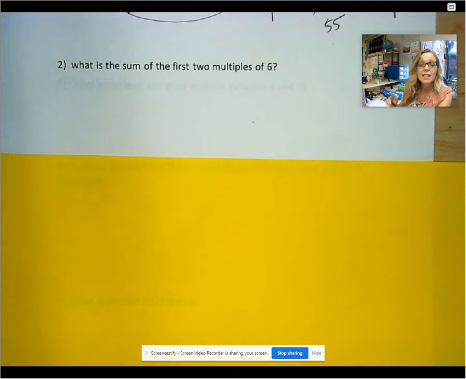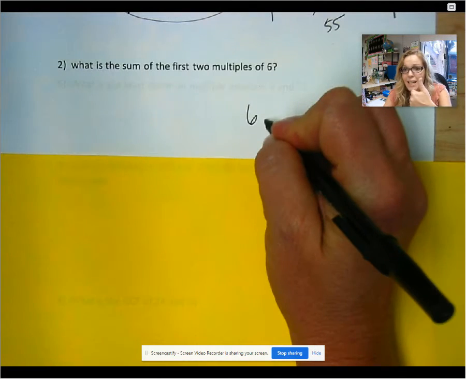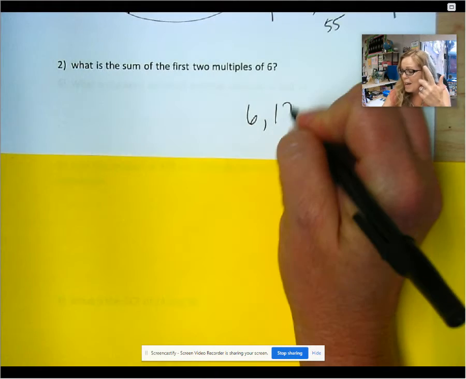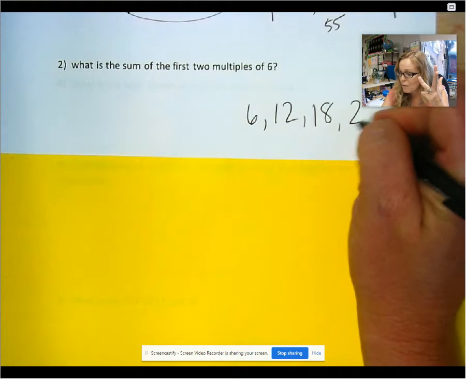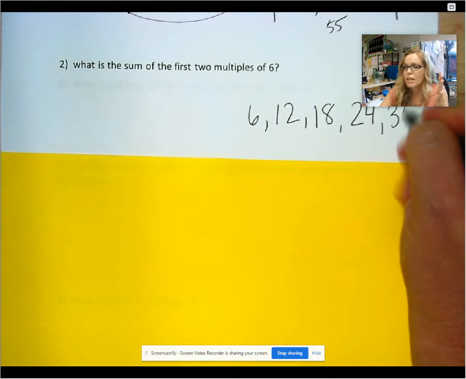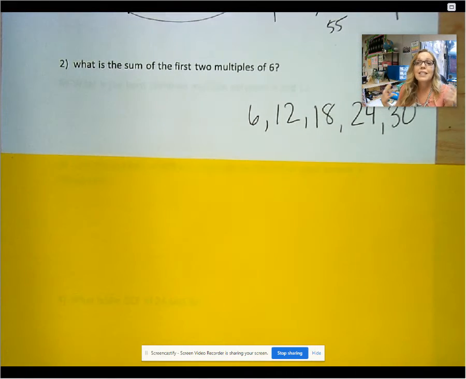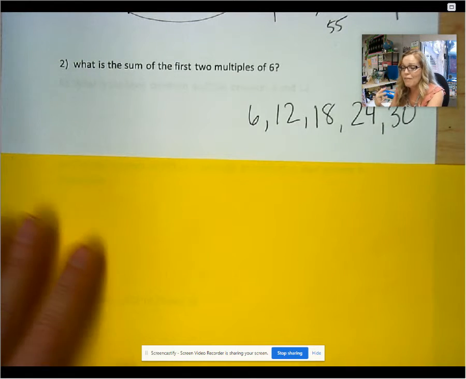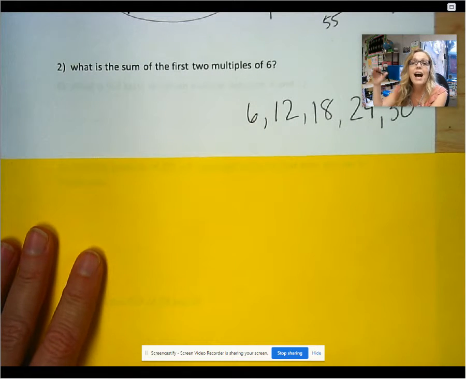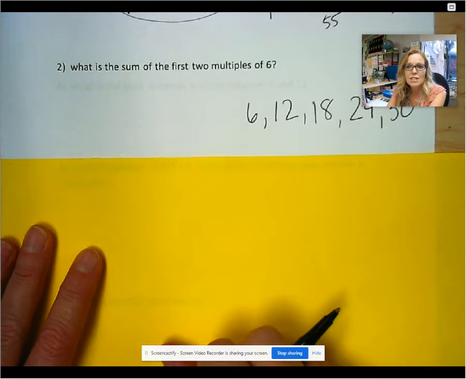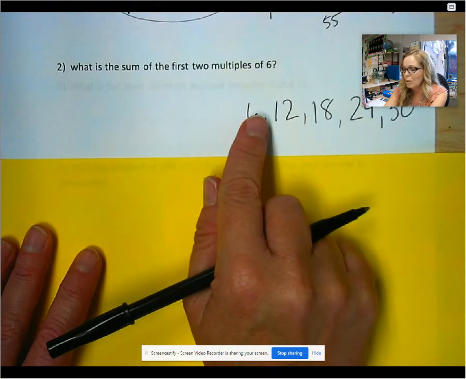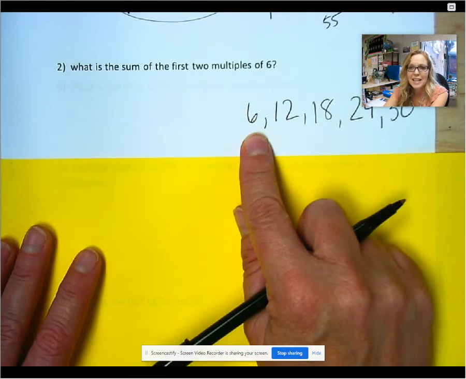In this case, it's asking us for multiples of 6. Therefore, I know I can count out my 6's. 6, 12, 18, 24, 30, 36. I could skip count all the way into the thousands, millions, and every time I added 6, I could land directly into that digit. Therefore, it would be a multiple of 6.